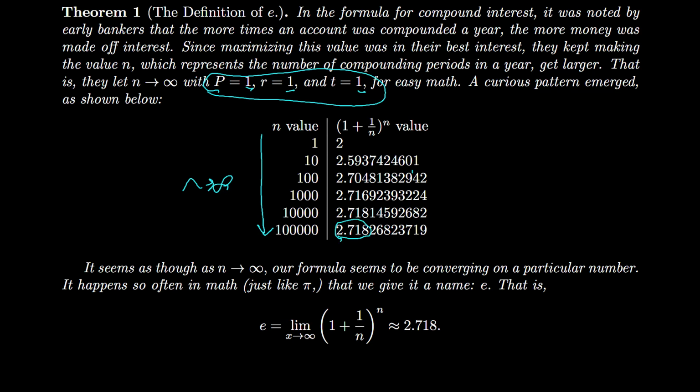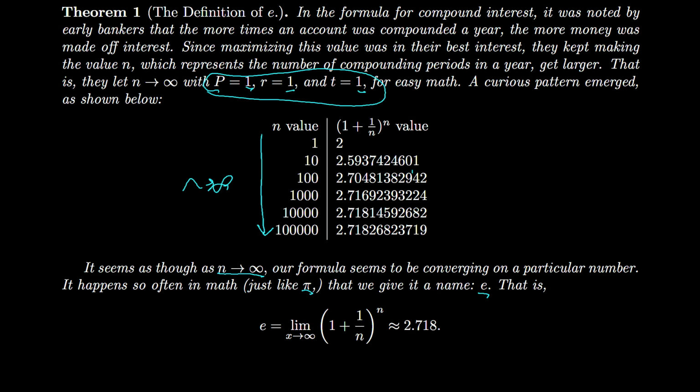And indeed, you can see, if you let N go on forever and keep getting larger and larger, this number zooms in. So what we're saying down here is, it seems as though as N goes to infinity, our formula just seems to be converging on a particular number. It happens so often in math, just like pi shows up all the time, that we give it a name. E. That is, E is the number. It's just a constant, like pi.